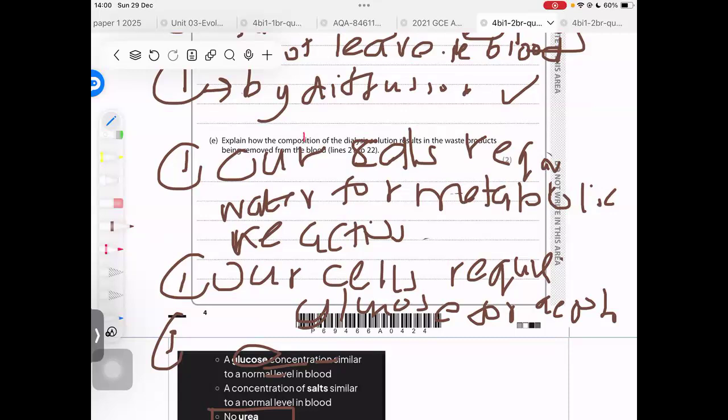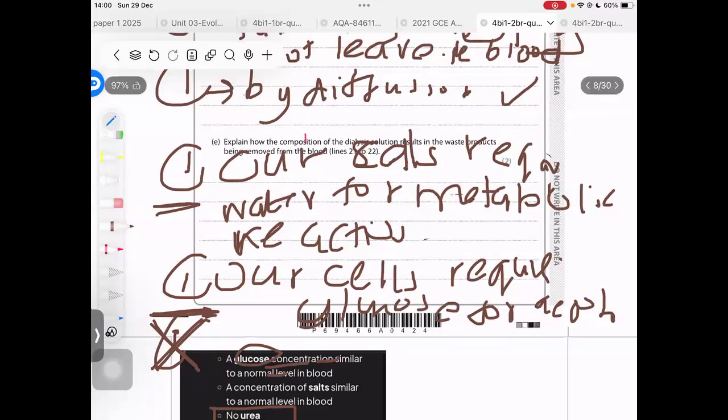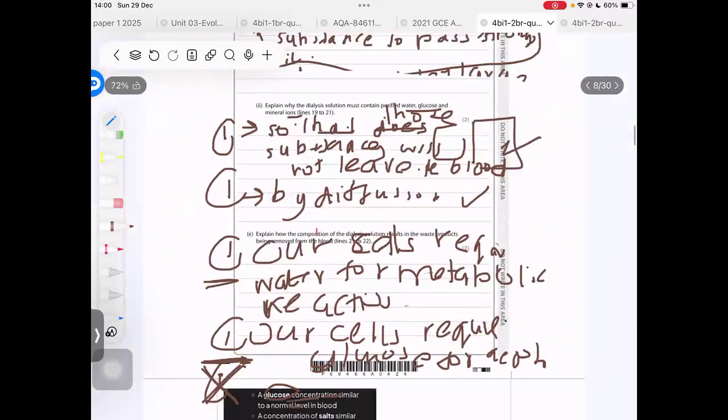But I think it's better to write the function of water and the function of glucose, right? Because they have allowed you to give a correct function of mineral ions, but it's easy to write down a function of glucose and a function of water. So if you have written any two of the four points, you can get 2 marks, right?